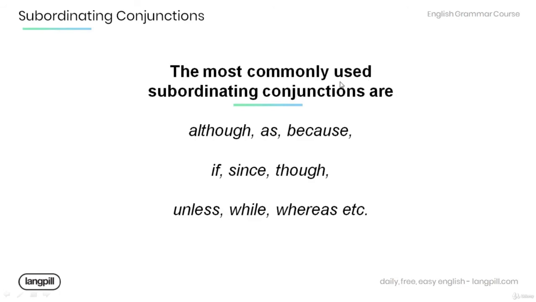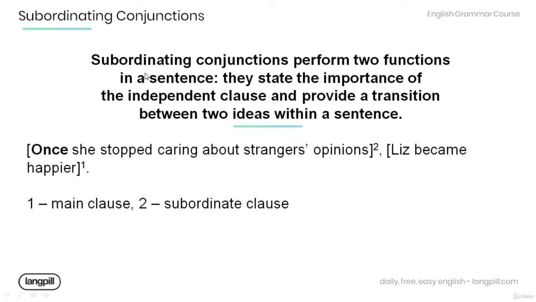Now the most commonly used subordinating conjunctions are although, as, because, if, since, though, unless, while, whereas, etc. Note, subordinating conjunctions perform two functions in a sentence. They state the importance of the independent clause and provide a transition between two ideas within a sentence.